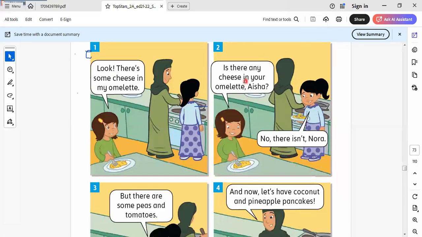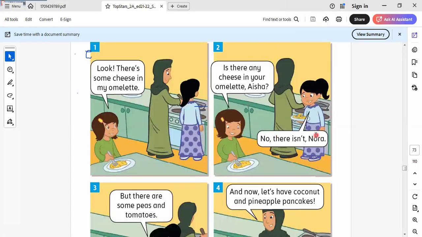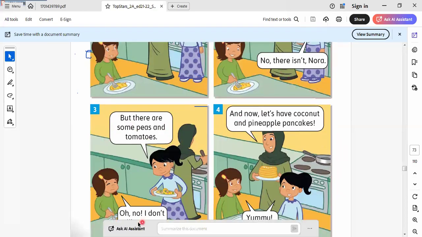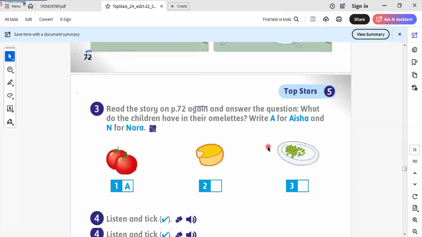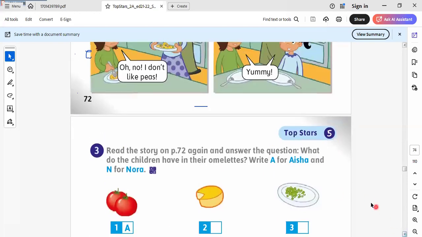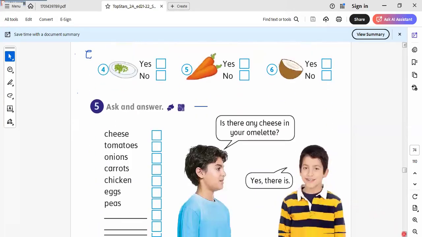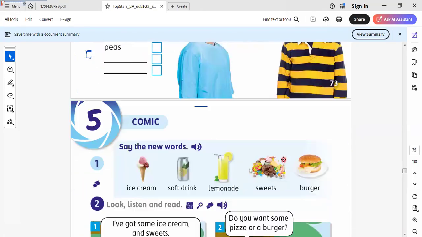Here we say, is there any cheese in your omelette, Aisha? No, there isn't, Noura. But there are some peas and tomatoes. Oh no, I don't like peas. And now let's have coconut and pineapple pancakes, yummy. Yummy means something has a good taste. Yummy is used to describe the good taste of food. Is there any cheese in your omelette? Yes, there is.